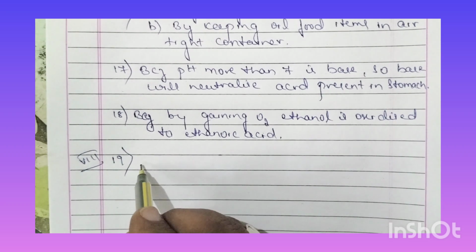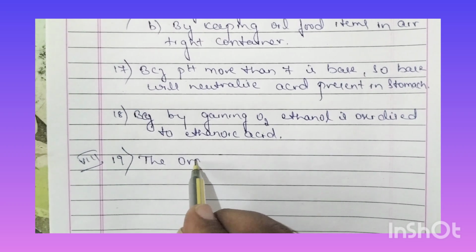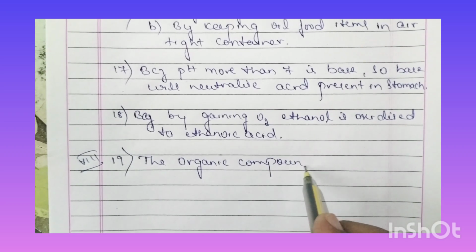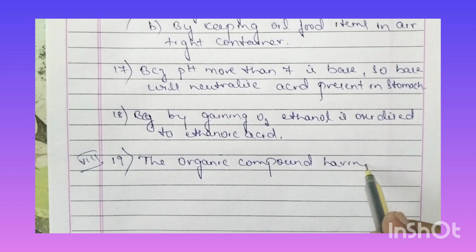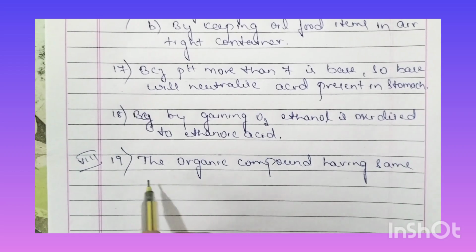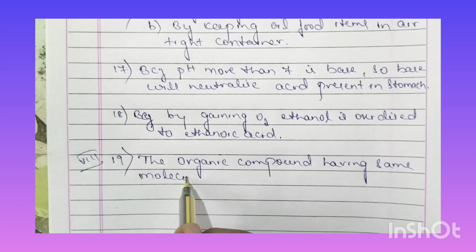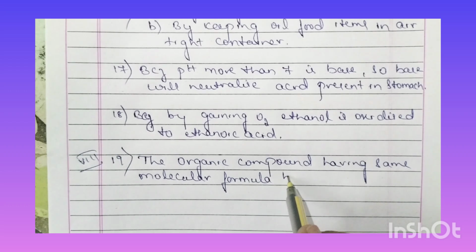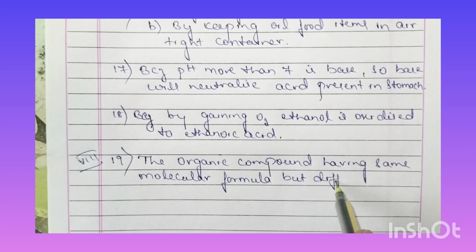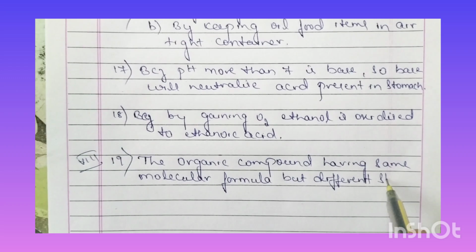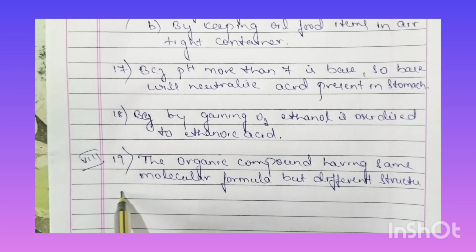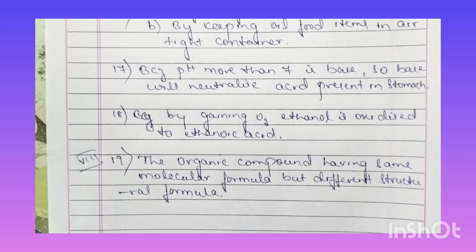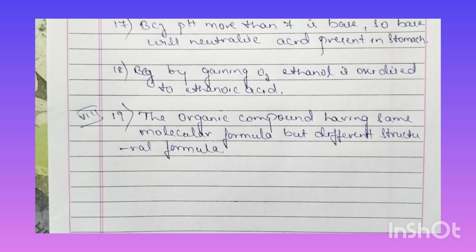What are structural isomers? The organic compounds having same molecular formula but different structural formula are called structural isomers.